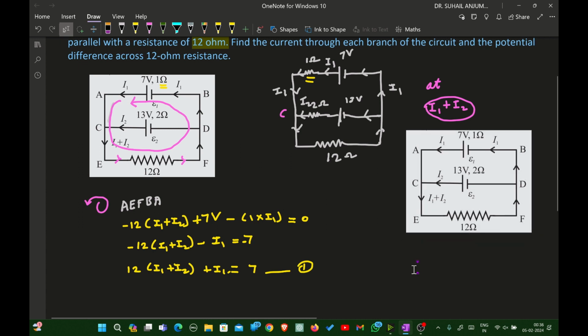Now the next loop I have to consider is this loop here. So this is which one? It is CEFDC. That is CEFD and again C.